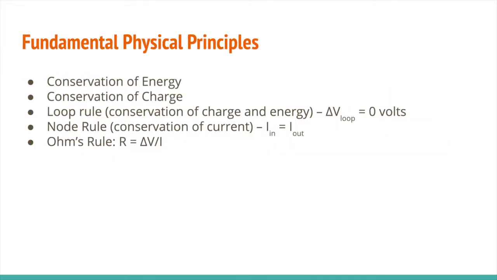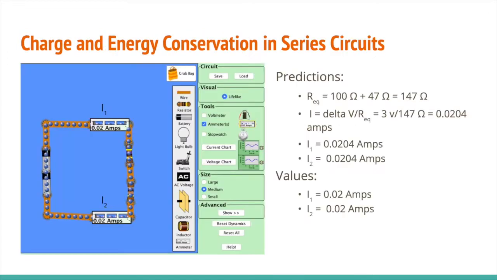The fundamental physical principles that I will use in this lab are conservation of energy, conservation of charge, the loop rule, the node rule, and Ohm's rule. For the first part of the experiment, I set up a circuit with 2 batteries and 2 ammeters. I then calculated a predicted value for I, which was the same as the actual value.